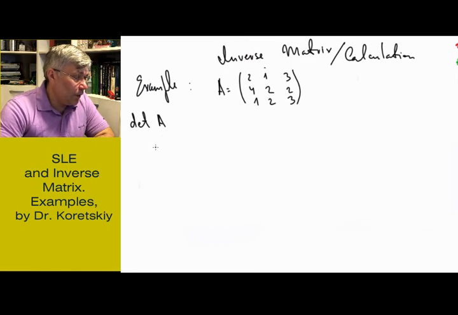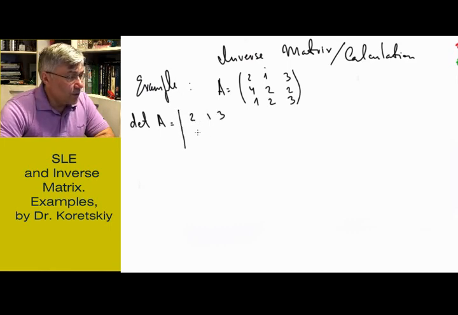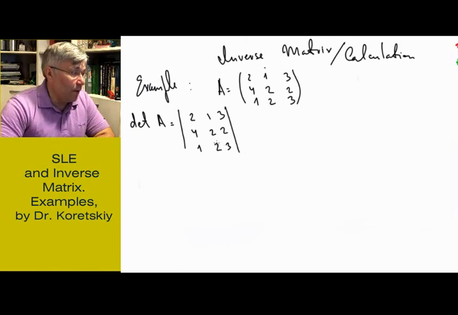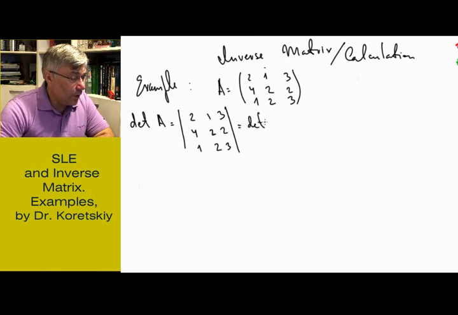2, 1, 3, 4, 2, 2, and 1, 2, 3. I noticed that here we have 2 and 2, and if I take away from column 1 column 2, I can eliminate these elements. So this determinant equals, I denote column 2 minus column 3, and the first column is still the same. 1 minus 3, it is minus 2, 2 minus 2, 0, and 2 minus 3, minus 1.